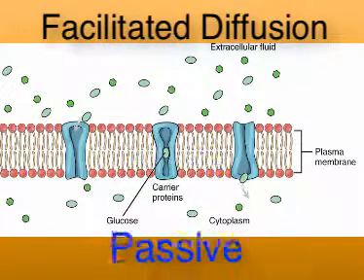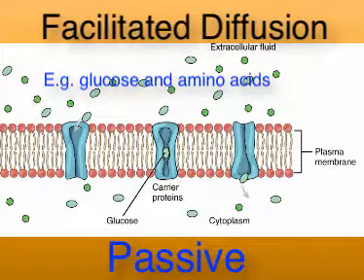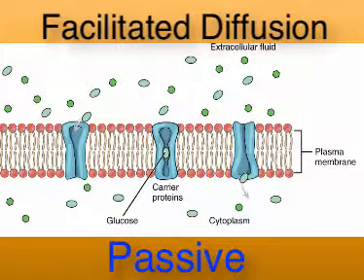Facilitated diffusion is a passive process where carrier proteins transport molecules that are too large to fit through the protein channels. Glucose and amino acids are examples of molecules that are too large to fit through these channel proteins, so they rely on transport molecules to get them across the plasma membrane. Glucose or amino acid molecules bind to receptor sites on the carrier protein that is embedded in the plasma membrane. This connection between the molecules and the receptor sites causes the transport protein to change shape, and the molecules pass through to enter the cell.